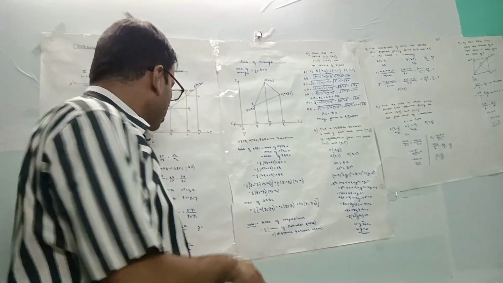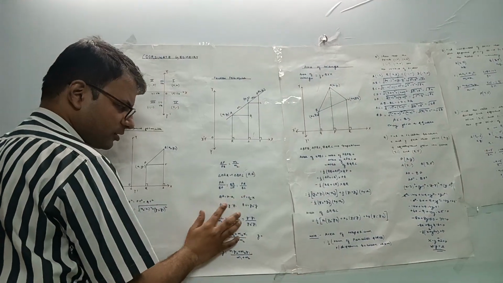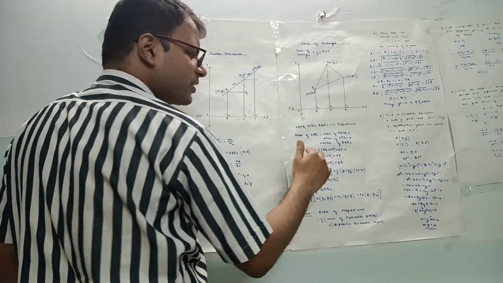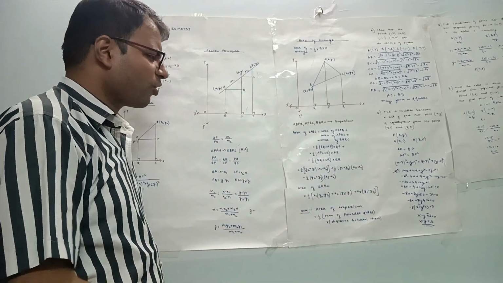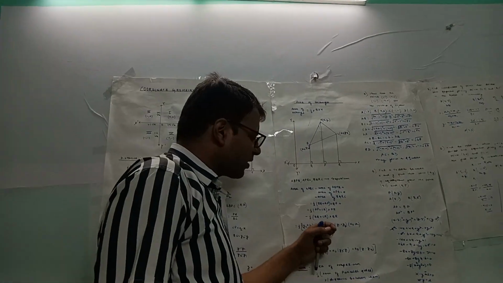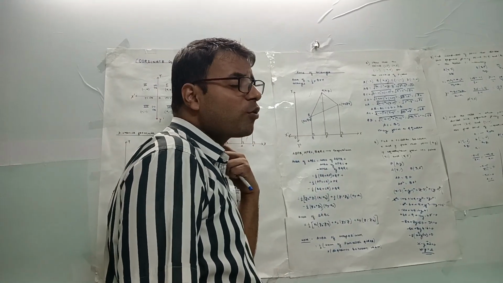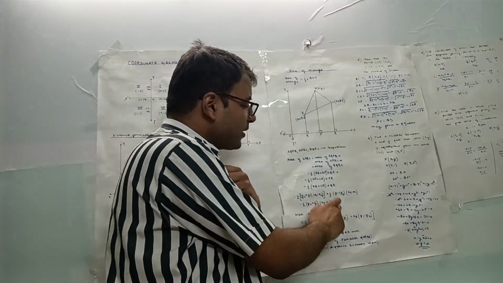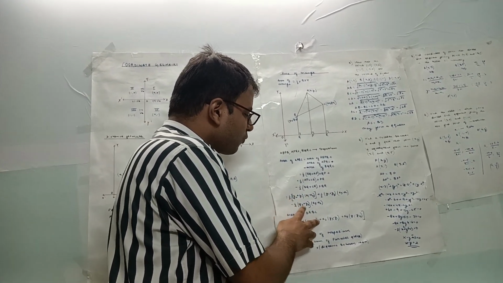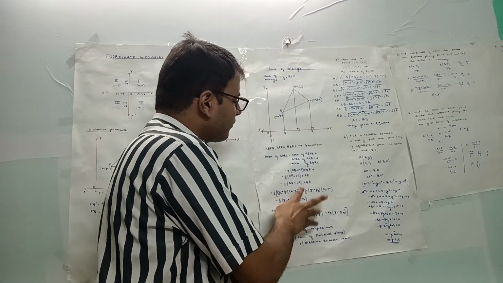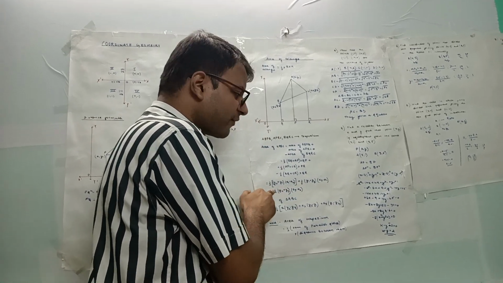Using this formula, we will just find this. I have already found this out, or you can learn it also: (y2 plus y1)(x1 minus x2). This is the formula. Now from here to here, it is very easy. Open the bracket: y2x1 minus y2x2, y1x1 minus y1x2. Take half as common.